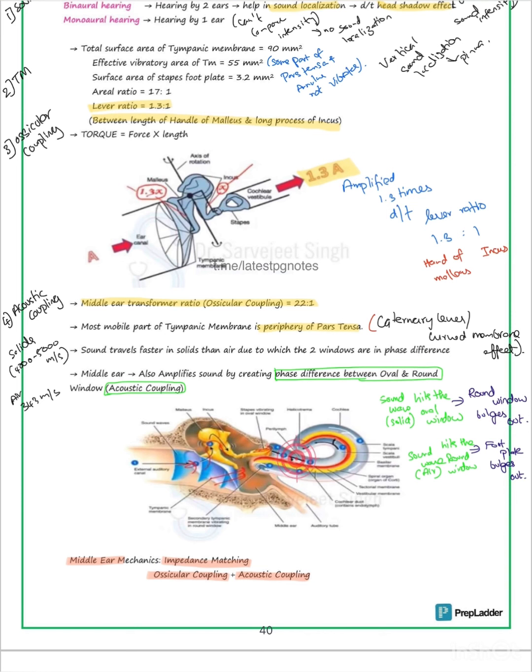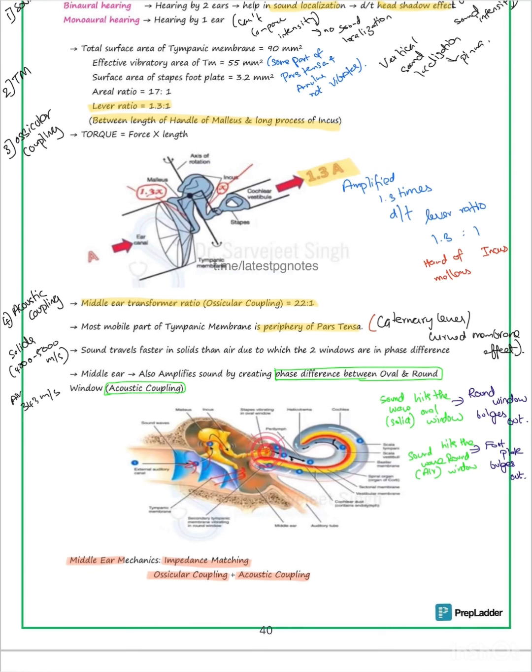It travels through the scala vestibuli, then comes to the scala tympani, and again it beats the round window. So the round window bulges out. Again, sometimes a small sound will also go this way, due to the ossicular coupling.